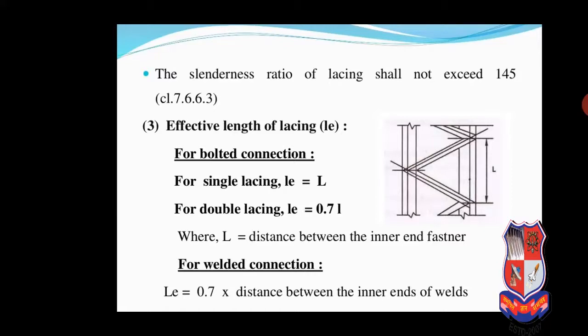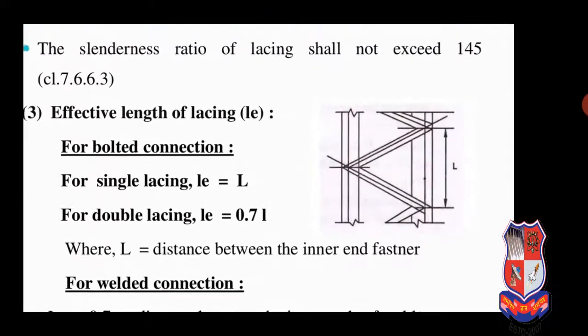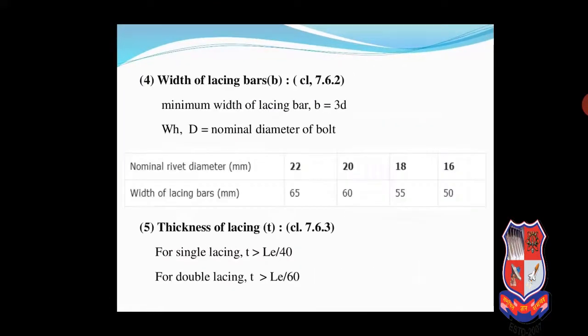If you use a double lacing system, then LE is equal to 0.7 times L, where L is the distance between the inner ends of the fasteners. Now in the case of a welded connection, the effective length of lacing should be 0.7 times the distance between the inner ends of the weld. It means our L. You can see the figure of how we calculate the L of lacing.